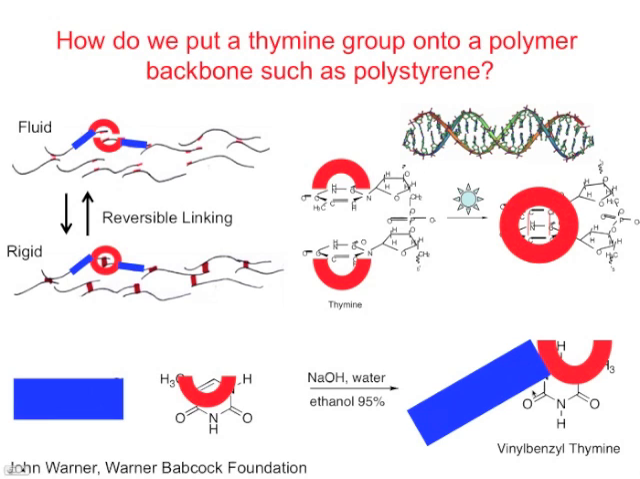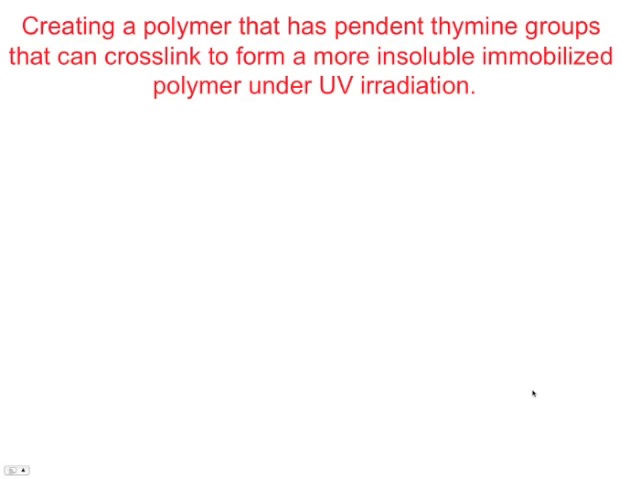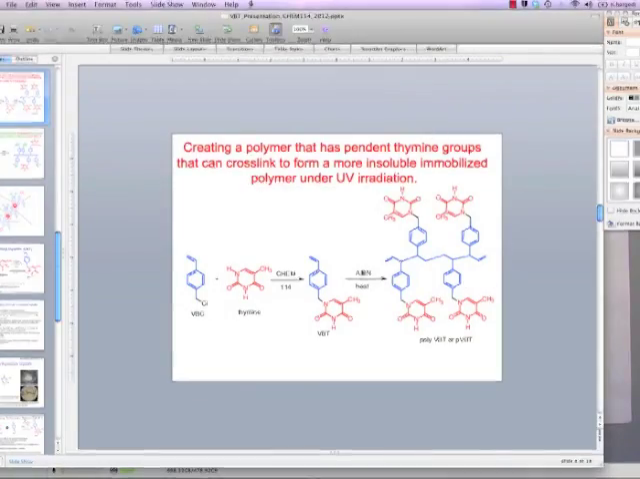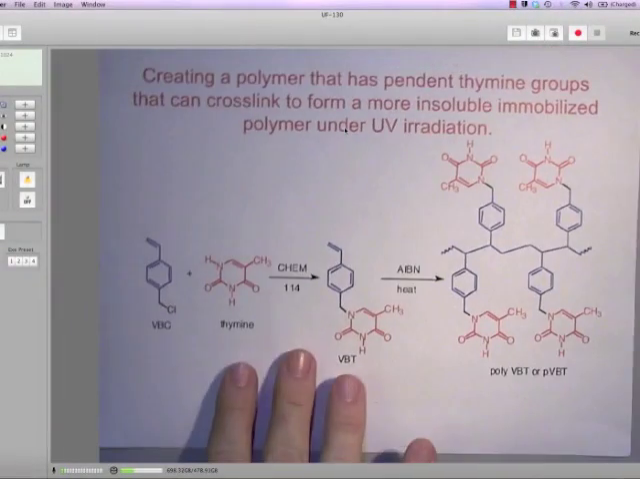Okay, there are those groups, just to show you some more schemes. So here's the reaction that you're going to start doing in Chem 114 this semester. Again, we're going to start with the vinyl benzyl chloride monomer, add to it the thymine, make vinyl benzyl thymine so that you can make a polymer of the vinyl benzyl thymine, or PVBT in this case. So what you're going to basically be doing this semester could be represented quickly by this schematic here.